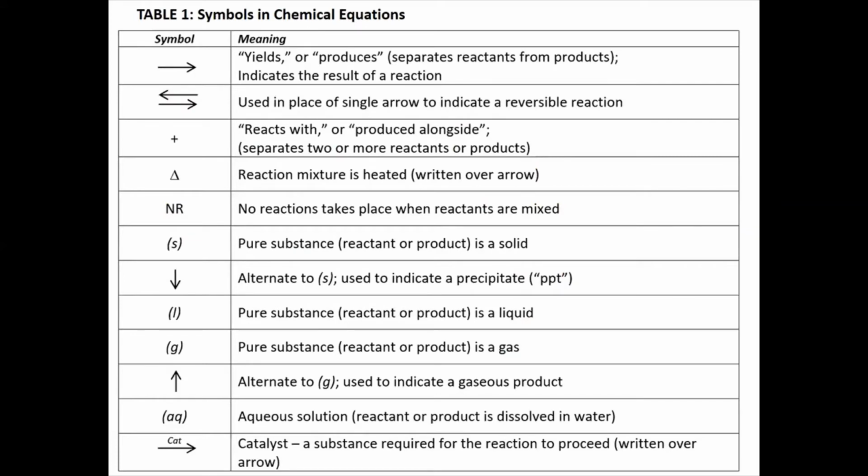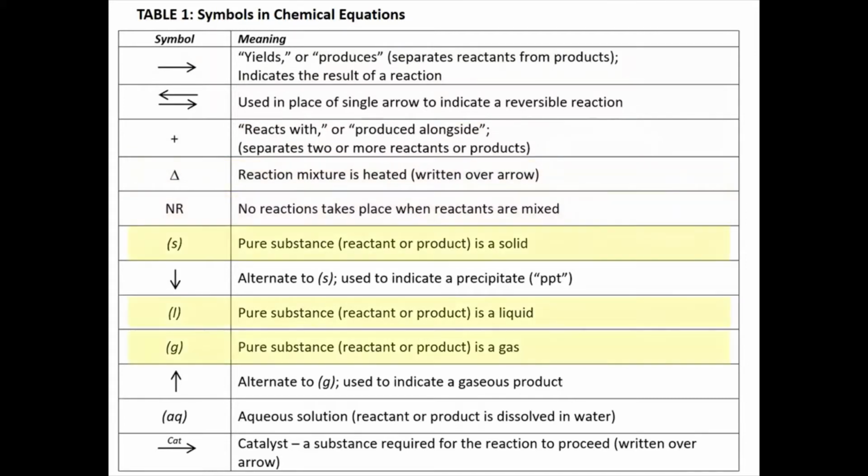This table summarizes the symbols used in chemical equations. Again, the arrow denotes a chemical change, and separates the reactants on the left from the products on the right. Some reactions can run forward and reverse, called reversible reactions, so a double arrow would be used for those. Plus symbol, again, separates individual substances. A triangle represents heat, usually written over the arrow. No reaction is abbreviated NR.